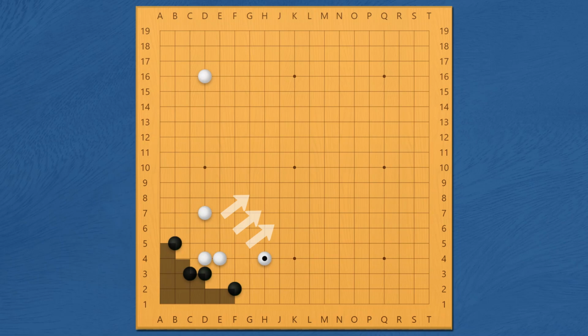Then, which is more important, territory or outer partition? Junior players often attach more importance to territory. In fact, outer partition is equally important as territory.